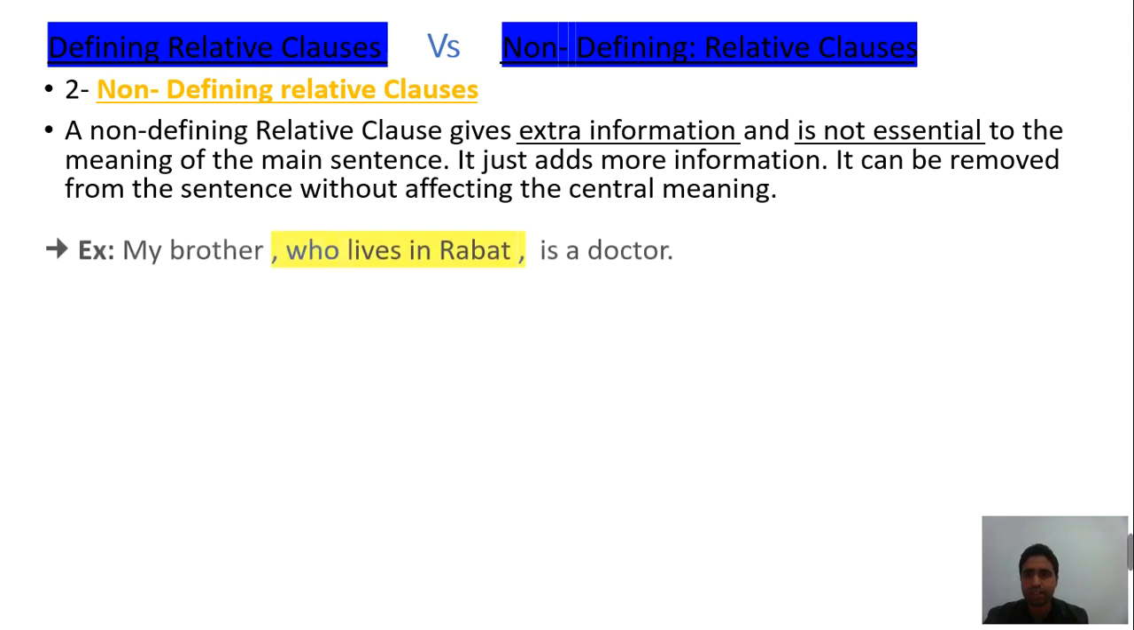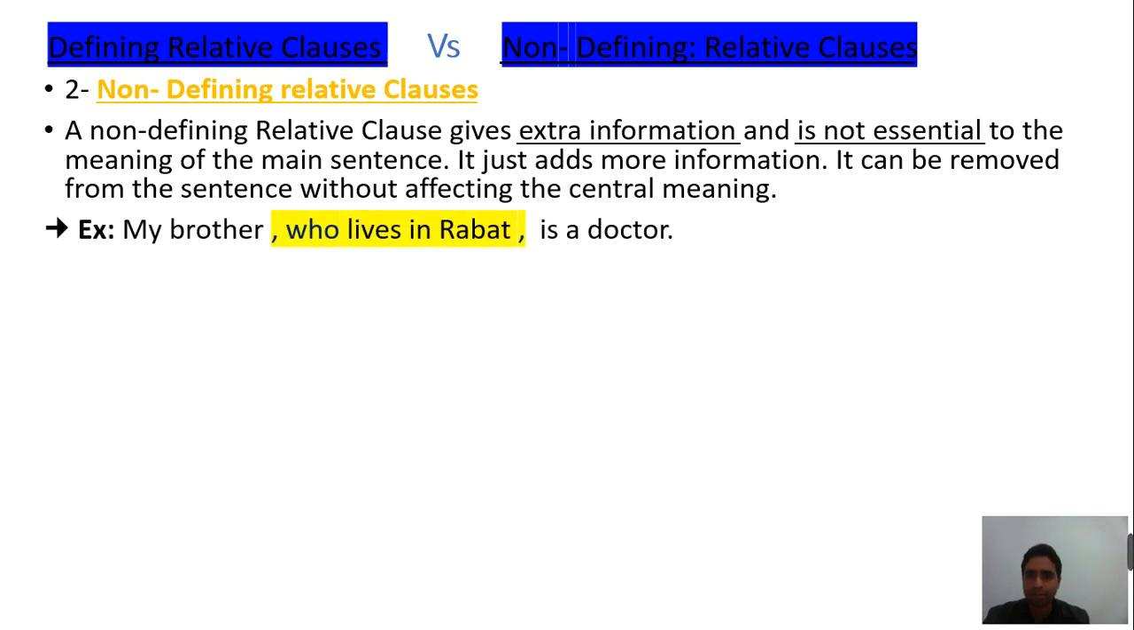Now let's see an example. Example: my brother who lives in Rabat is a doctor. Now imagine here, if we omit or cross out this relative clause, who lives in Rabat, what do we get? We get my brother is a doctor, which is meaningful and clear. But if we add here, we are just given extra information: my brother who lives in Rabat is a doctor.